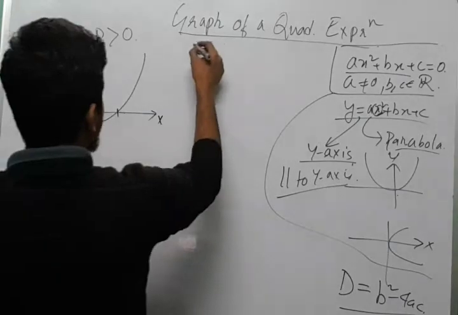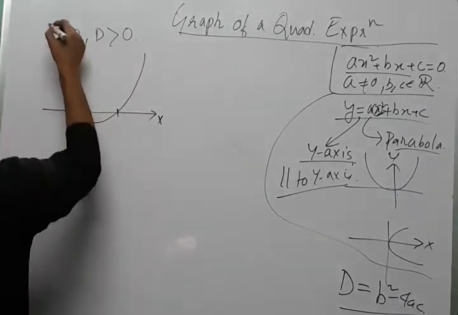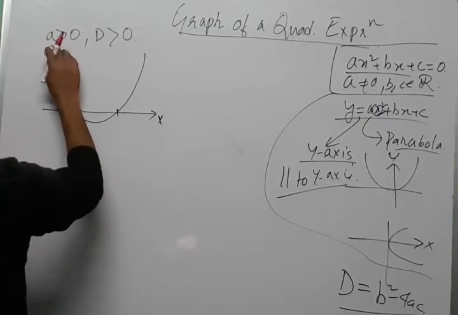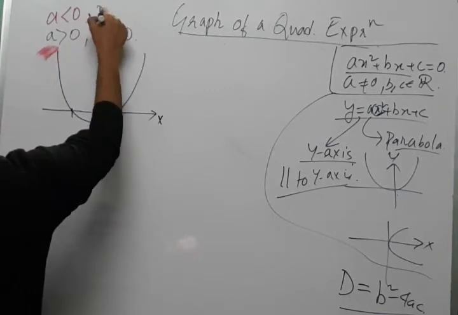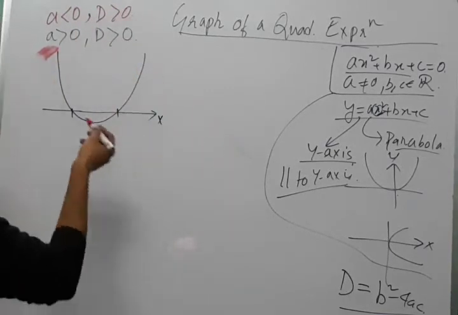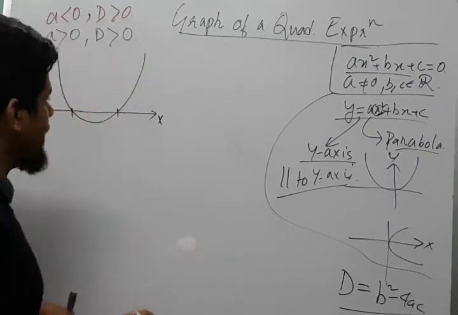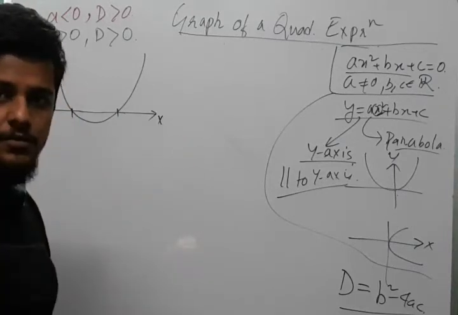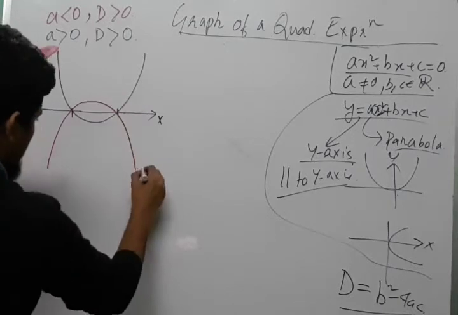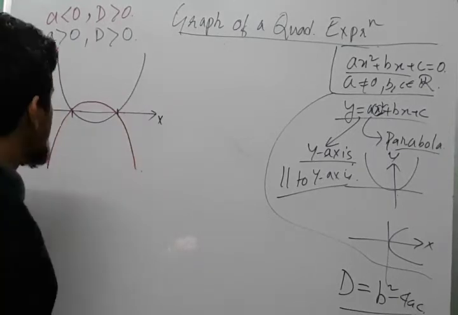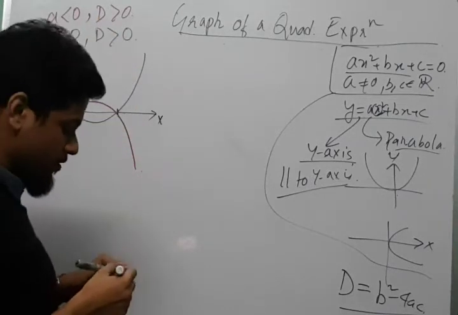Now what happens when a is less than 0 and D is greater than 0? Again we have two roots, and since a is less than 0, the curve opens downwards. So the curve will look somewhat like this. This is the curve for a less than 0 and D greater than 0.